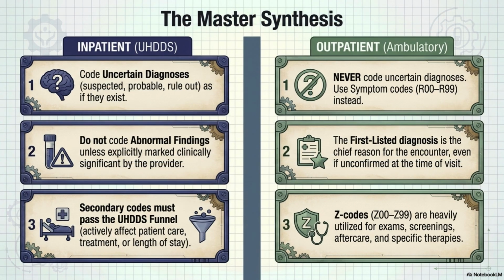To wrap everything up, inpatient coding allows uncertain diagnoses and requires conditions to pass the UHDDS funnel. Outpatient coding never allows uncertain diagnoses and relies heavily on symptom codes and Z codes. And the first listed diagnosis is always the chief reason for the encounter, not necessarily a confirmed condition.